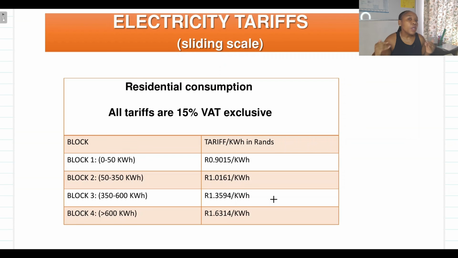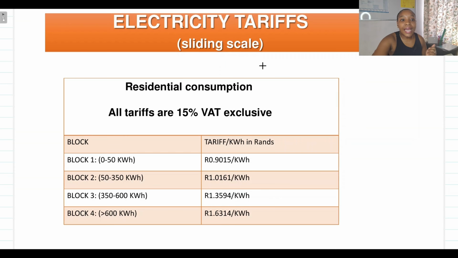The same approach applies to the water tariff system. Figure out how many kilowatt hours of electricity are used in each block. Once you've figured that out, you multiply the units of electricity with the tariff in that block, and then all you need to do is add it up to get how much you need to pay towards electricity.